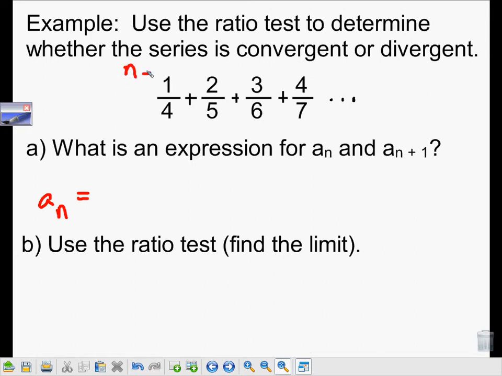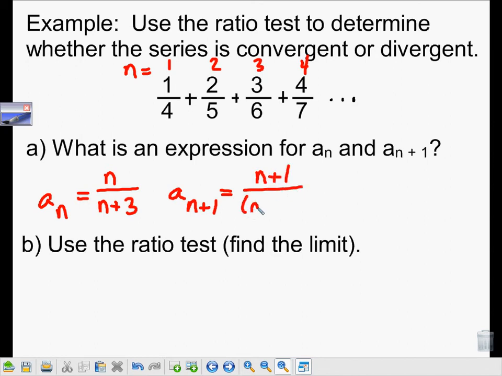So as I look at this, n is equal to 1, 2, 3, 4. So it becomes apparent that the numerators are just my n values. The denominator is actually n plus 3. That will give me each of these. So 1 plus 3 gives me 4, 2 plus 3 gives me 5, 3 plus 3 gives me 6, so on and so forth. Here I go, a sub n plus 1, replacing my n's with n plus 1. So now I've got n plus 1 down here, plus 3.